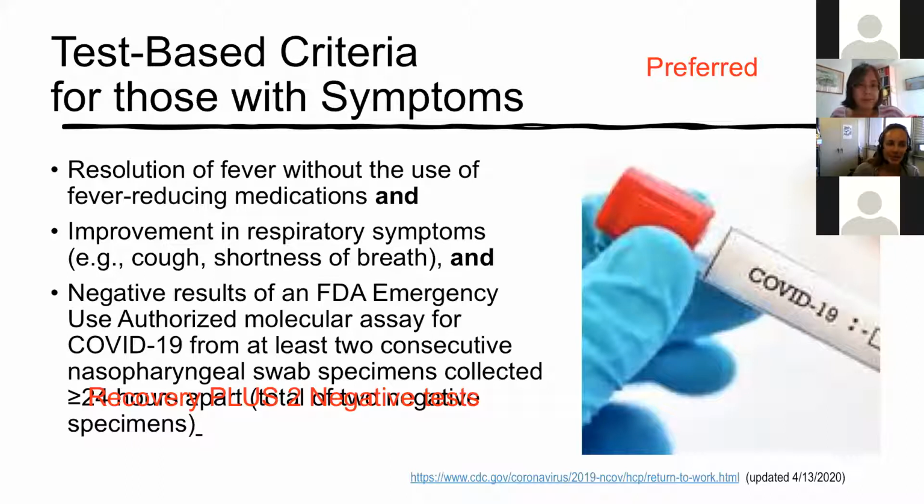This depends on resolution of fever without the use of fever-reducing medications and improvement in respiratory symptoms, such as cough, and negative results for the PCR-based test for COVID-19 from at least 2 consecutive NP swabs collected at least 24 hours apart. So it says total of 2 negative specimens. That's what the test-based criteria looks like and how it's laid out on the CDC website. Next slide, please.